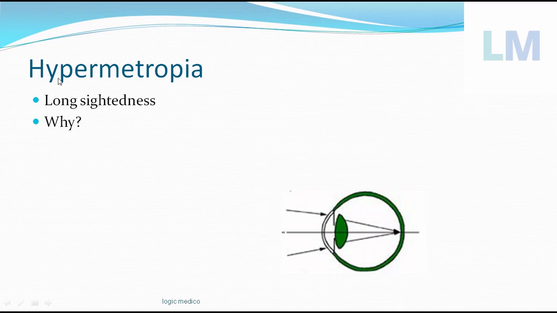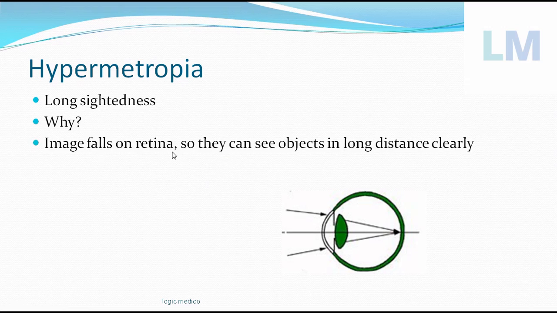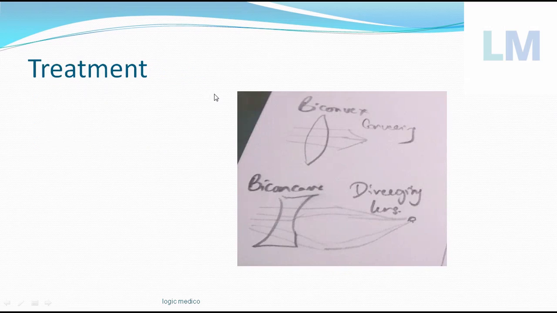The rays of light coming from a short distance will fall behind the retina. So why is hypermetropia called long-sightedness? Because the rays of light coming parallelly from a longer distance will be converged by our lens onto the retina, so they can see the object clearly from a long distance. So they don't require any glasses while seeing anything from a longer distance, but they require glasses for seeing closer distance.